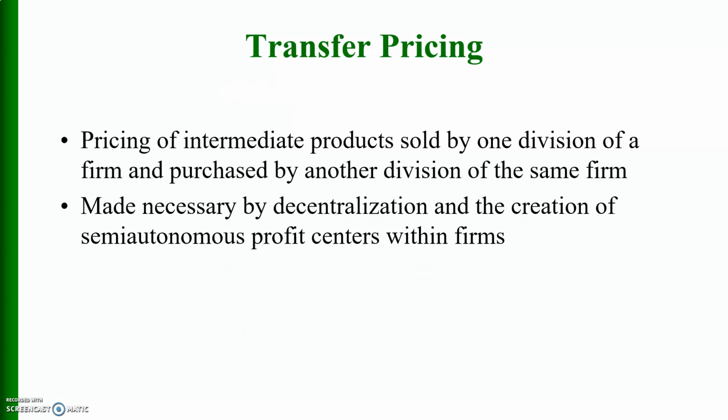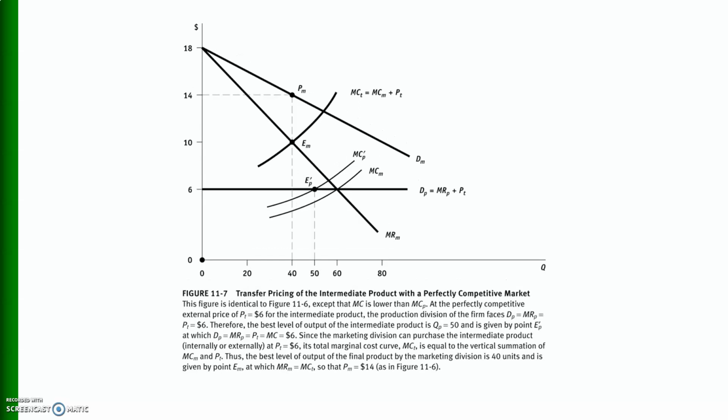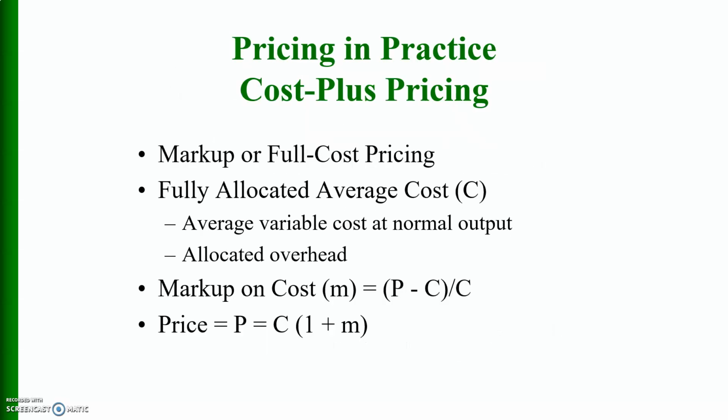Transfer pricing. Pricing of intermediate products sold by one division of a firm and purchased by another division of the same firm. It is made necessary by the decentralization and the creation of semi-autonomous profit centers within firms. And here is the example of transfer pricing of the intermediate product with no external market. And this is the transfer pricing of intermediate product with a perfectly competitive market. And here in this figure we see transfer pricing of intermediate product with an imperfectly competitive market. So this one is imperfectly competitive market and this one is perfectly competitive market.